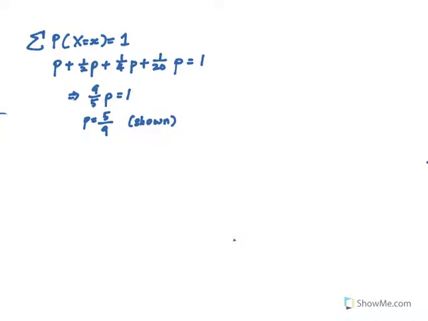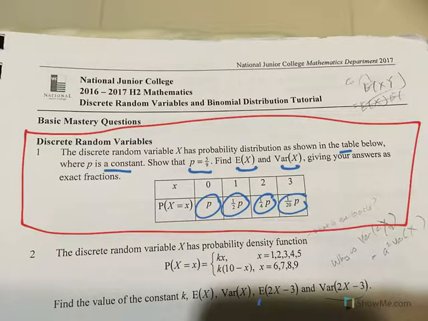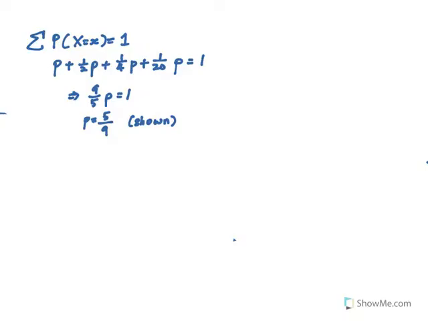Next, how do we find E(X)? We want to find E(X) and Var(X). E(X) is nothing but the summation of x multiplied by the probability of capital X equals small x. So it's mainly the summation of the data value x together with its own probability. So this will be, since we know that for the data value 0, multiplied by p, which equals 5/9.